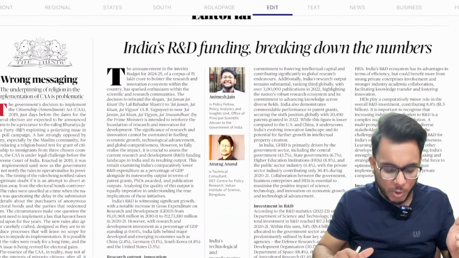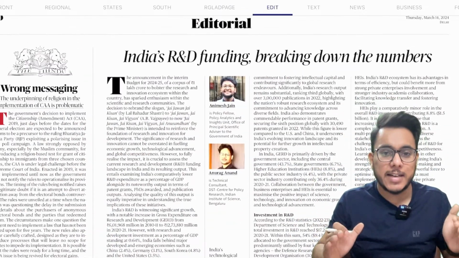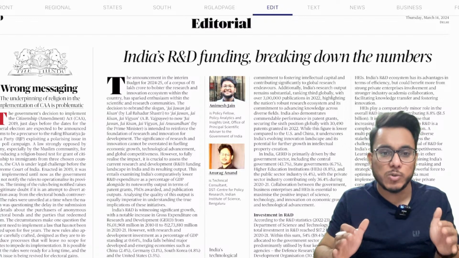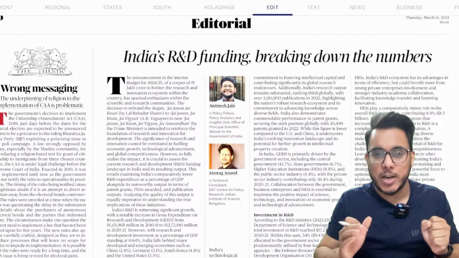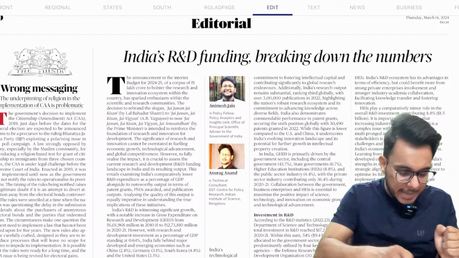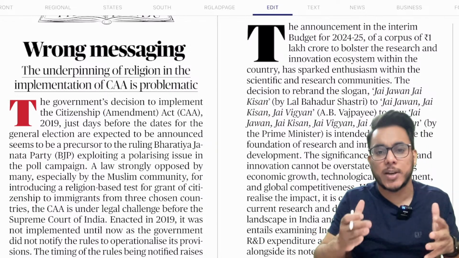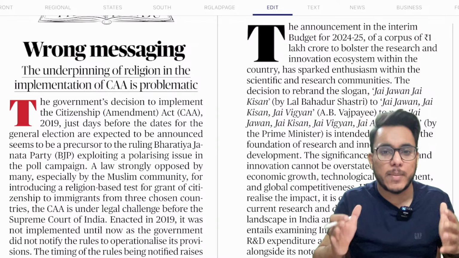Now as we reach the editorial page, the first article that we have here is India's R&D funding, breaking down the numbers. This article we are going to see with respect to education, GS paper number 2. Then here on the side we have this article, Wrong messaging. Now this particular article is talking about the timing of the Citizenship Amendment Act.